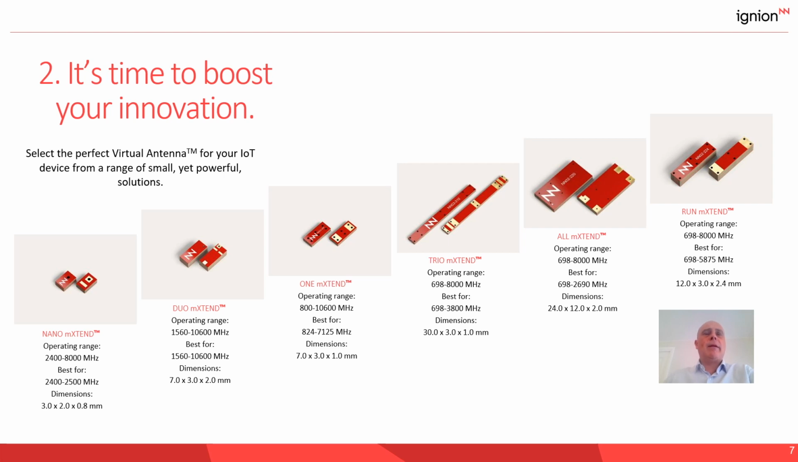But there are some antenna boosters that are unique for a particular application. For example, in this case, we have the Duo mXTEND, it's only 7 mm in length, that is very suitable for those applications including GPS and Bluetooth simultaneously in the same antenna piece. Also, we have the Trio mXTEND that can use not only 2 radios, but 3 radios within the same antenna chip. And the 1 mXTEND is the component that has been used in the generic node.